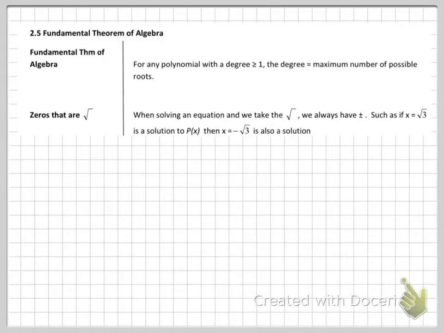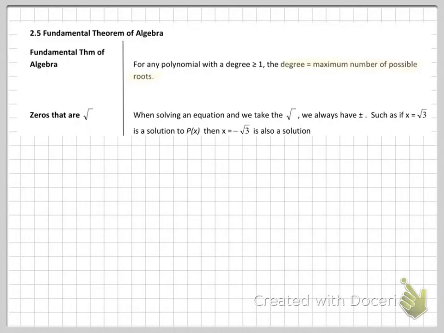Okay, 2.5, Fundamental Theorem of Algebra. The Fundamental Theorem of Algebra says, for any polynomial with degree greater or equal to 1, the degree is equal to the maximum number of possible roots. So if it's x to the fourth, you're probably going to have 4 roots. If it's x cubed, you would have 3 roots, etc. You sometimes have less because of the multiplicity, but in general, remember that your degree should equal how many roots you have if you account for that multiplicity.